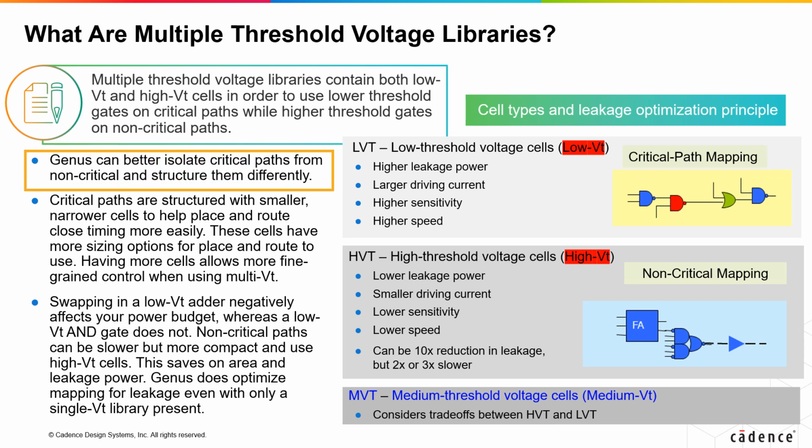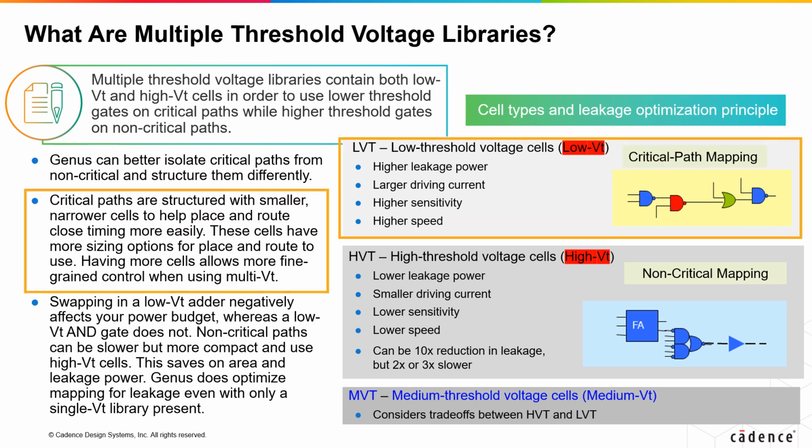Global synthesis identifies critical and non-critical paths before structuring. Thus, Cadence can better differentiate critical parts from non-critical ones and structure them differently. Let's check out different cell types and leakage optimization to be used.